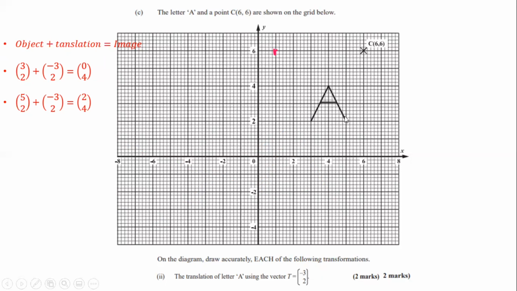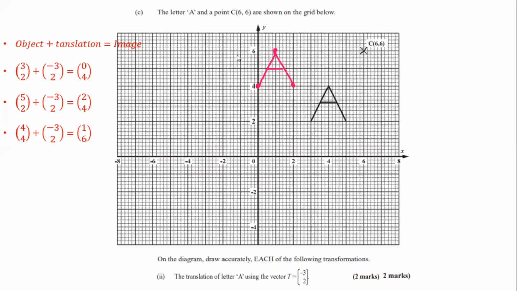Then we have 5 and 2 being added to the translation of -3, 2. So 5 plus -3 will give us 2, and 2 plus 2 will give us 4. And that will be the coordinate of our second point there. And the other point, which is 4, 4, the apex, plus our translation of -3, 2, is 4 plus -3 to give us 1, and 4 plus 2 to give us 6. So what we have is 1, 6, and that will be the coordinates of our third point.